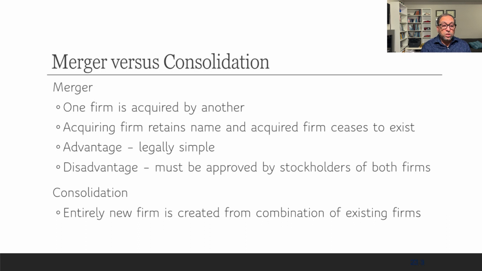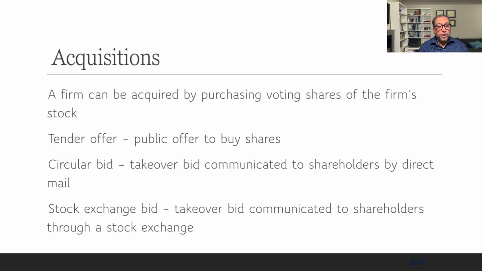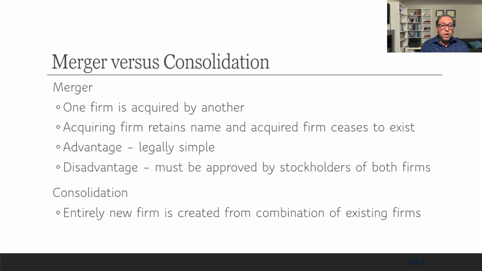On the other hand, consolidation is when an entirely new firm is created from the combination of existing firms. Two firms merge and create a new firm. So in the case of a merger, there's one firm and the other firm comes and merges into it, and in consolidation, two firms come together and develop a new firm. So this is all about mergers.